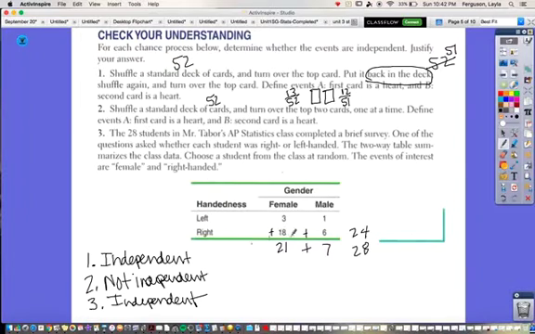We also see that up here. So overall, there are 24 out of 28 students that are right-handed. We could reduce that number down to 6 out of 7 are right-handed. And among the women, we see that there are 18 out of 21 that are right-handed. 18 out of 21, and that would also reduce to 6 out of 7.